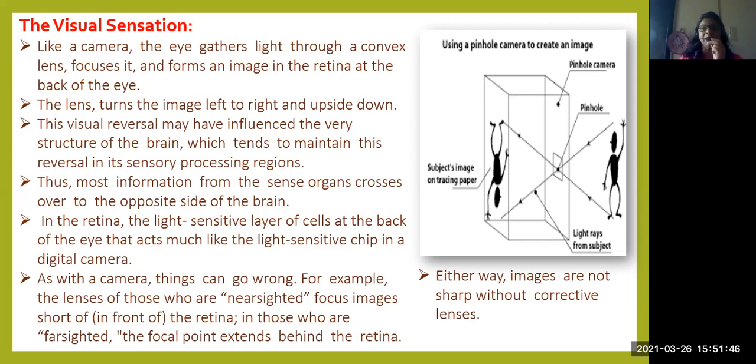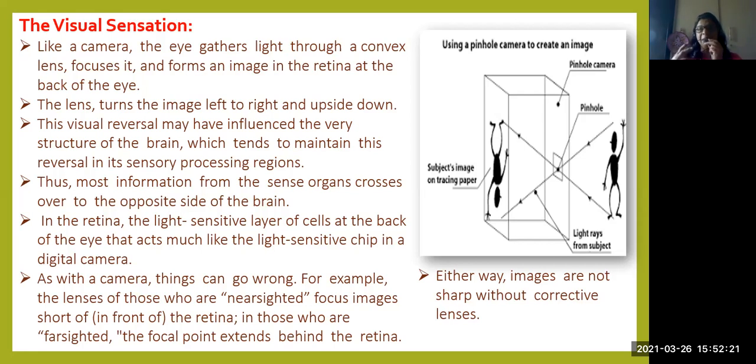The retina is which layer? The third layer of the eye, isn't it? That retina consists of photoreceptors, those are rods and cones. We can see that next. The lens turns the image left to right and upside down. So it shows a mirror image, the left side appears as the right side and the right side appears as the left side, and also upside down. This visual reversal may have influenced the very structure of the brain.